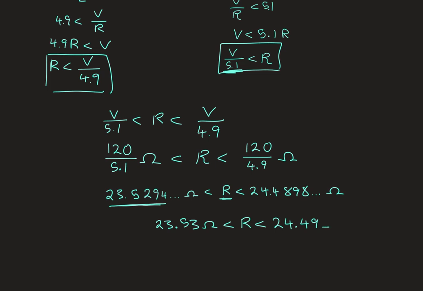Oh, see, I did the wrong thing. We want to round down on this side and up on this side. So I don't want 49. I want 48. There you go. All right. This is how we can, this is our leeway. This is our wiggle room for the resistor.